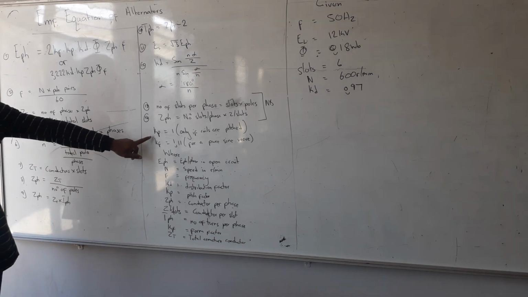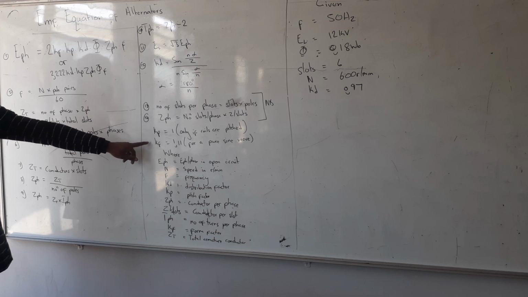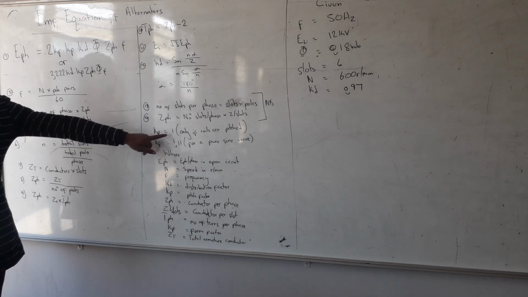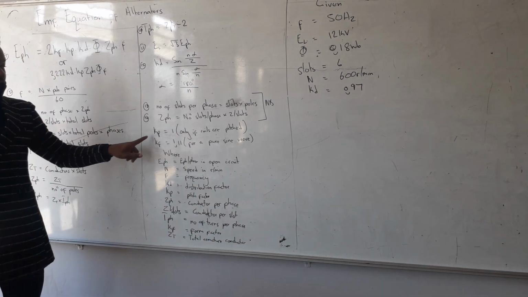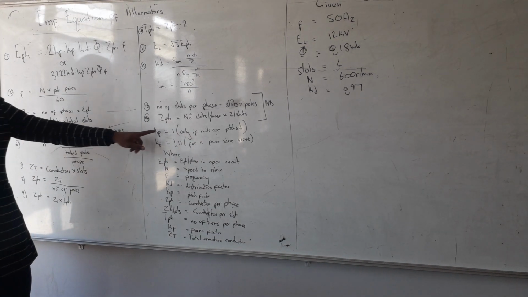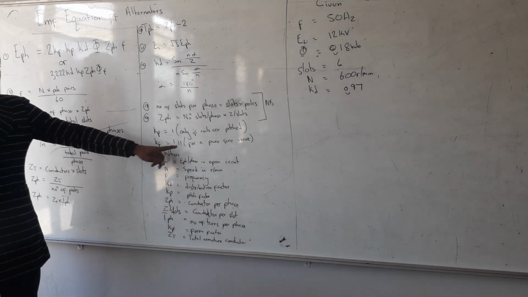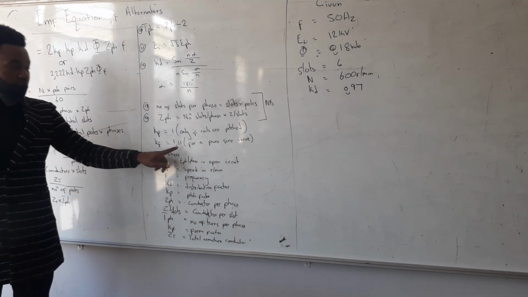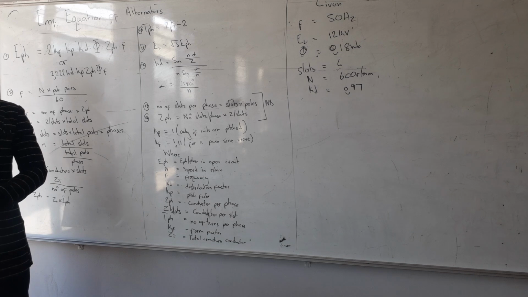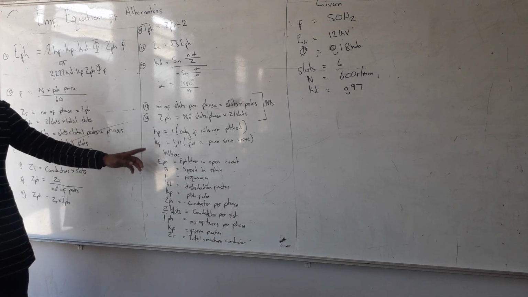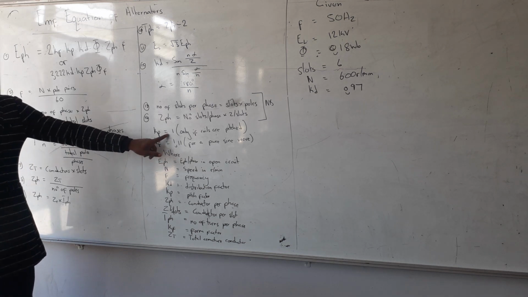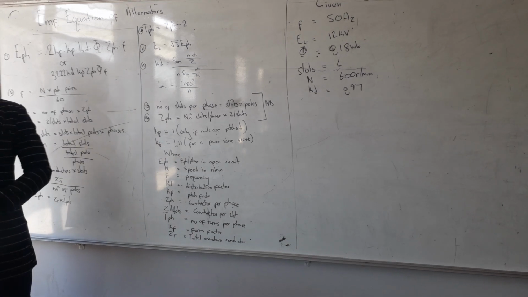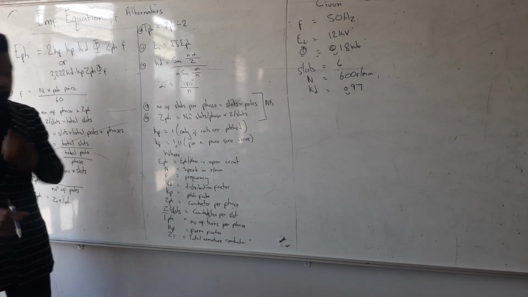There's also something I didn't specify about your KP, the pitch factor. You take it as 1 only if the coils are full pitched. So if they say the coils are full pitched, you're going to take your KP as 1 when using this formula, and your KF, the form factor for a pure sine wave, is 1.11. Most of the time it won't be given.